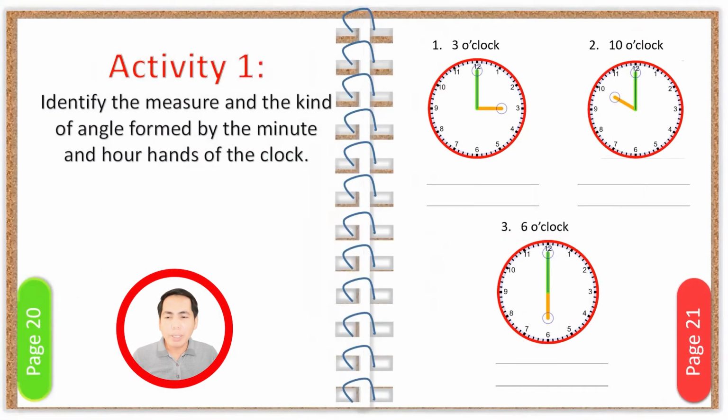For activity 1, let us identify the measure and the kind of angle formed by the minute and hour hands of the clock. So I will be giving you 10 seconds to answer this activity. Your timer starts now.